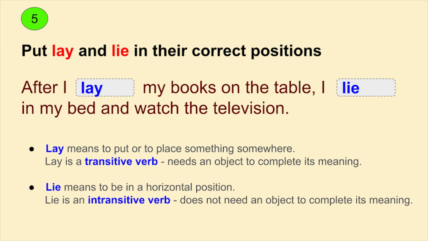Lie means to be in a horizontal position, to be in a state of rest. It is an intransitive verb, which means it does not need an object to complete its meaning. Did you get this one correct?